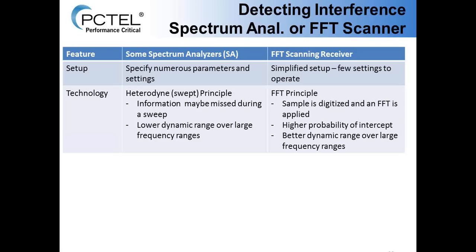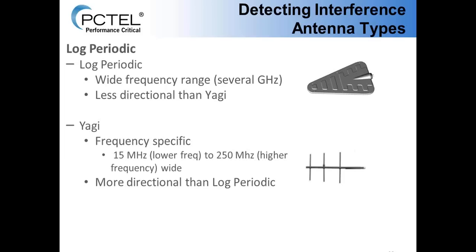And when you detect interference, you need a directional antenna. There are two types of directional antennas that are typically employed while hunting interference. One is a log periodic, as shown here in the upper right. The reason this is used is because it has a wide frequency range, several gigahertz. So I usually only need one type of antenna to look at all the bands that I have in my mobile network. The downside is it's less directional than a Yagi antenna.